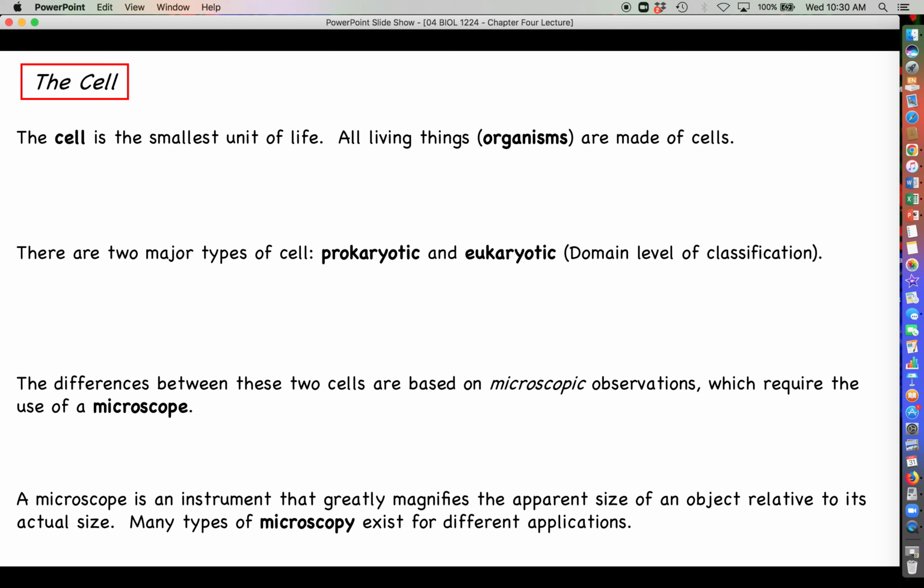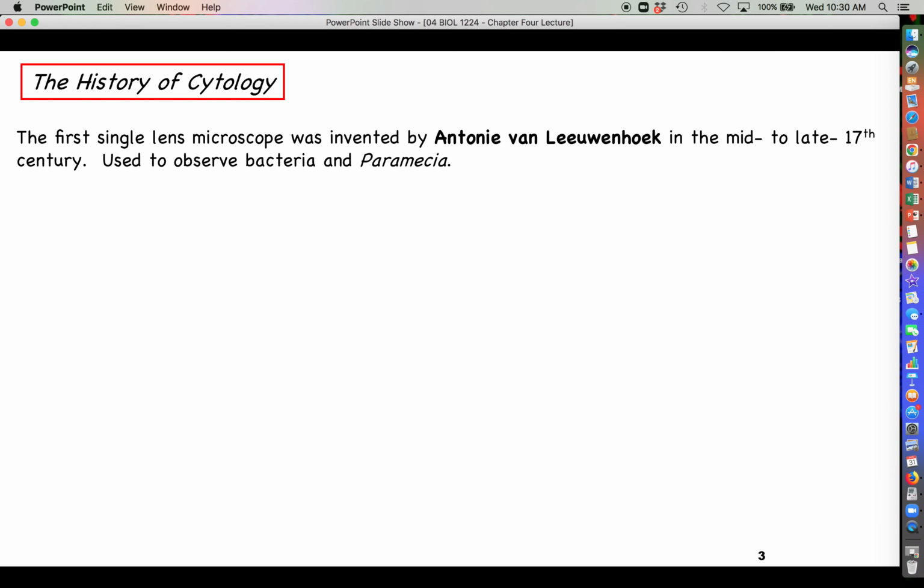So a microscope is an instrument that greatly magnifies the apparent size of an object relative to its actual size. You don't need me to explain that to you. You probably know what a microscope is. You could probably look at one and tell that, hey, that's a microscope. You have an idea of, okay, it's going to make things appear a lot bigger. But there are some subtleties to microscopy and different types of microscopy that we can use for a number of different applications that are going to be good things for you to know.